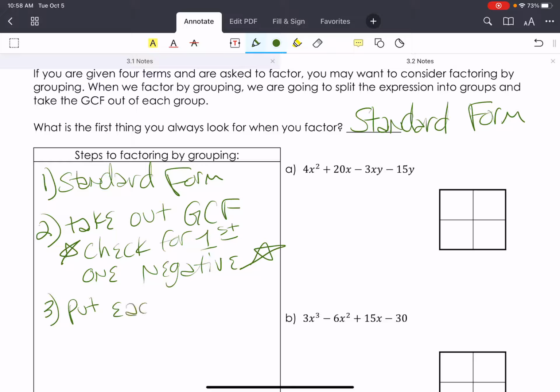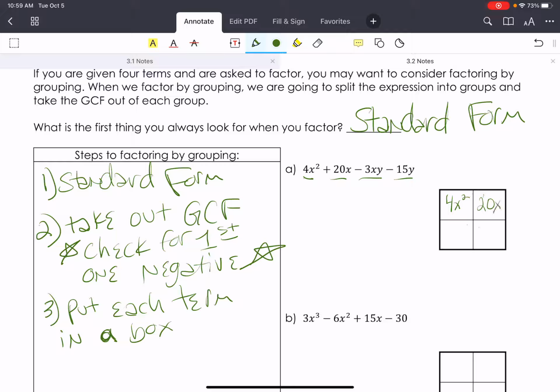Put each term in a box. Okay? Here's what I mean. Do you see how over here in our first example, I have 4 different terms, right? Well, that's handy because look, I have 4 different squares. Now you want to put them in order, like I'm reading a book. So left to right, starting at the top, okay? So my first term is going to go here in the box.